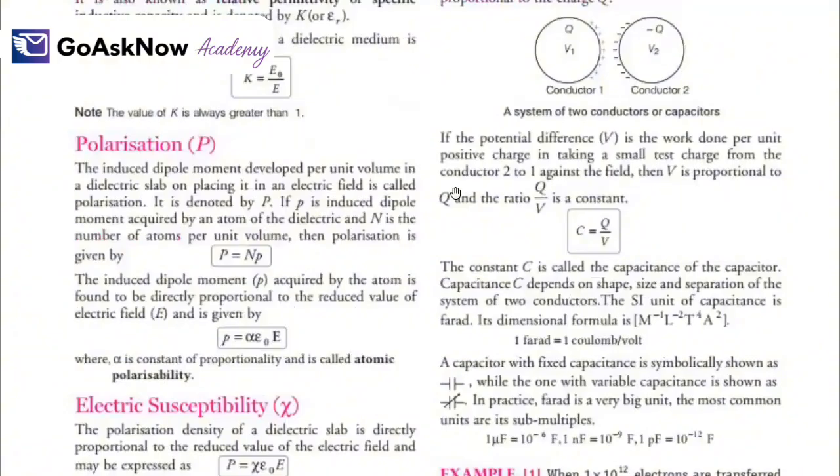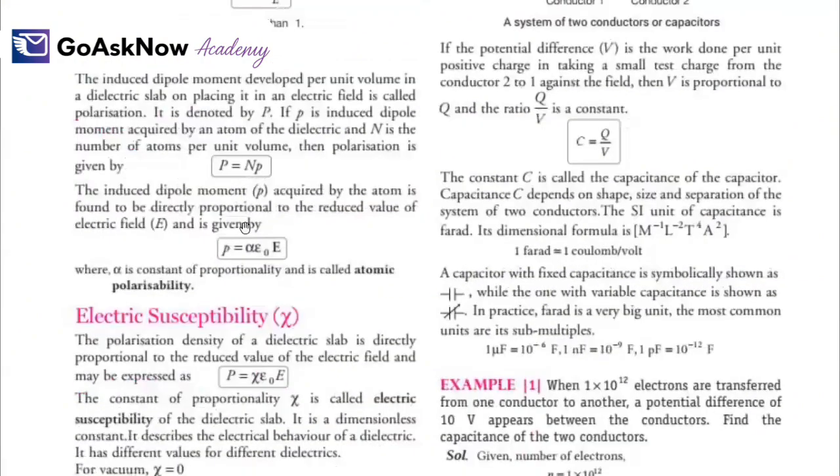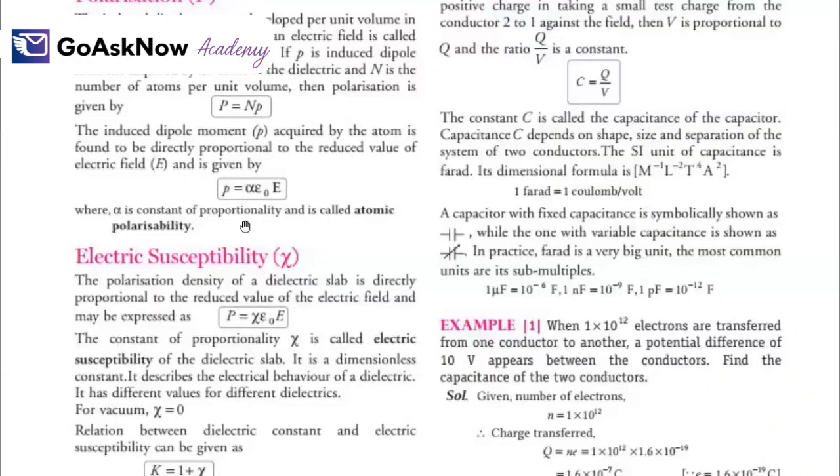Now we will see what is electric susceptibility. These terms will be used in magnetic materials also. The polarization density of a dielectric slab is directly proportional to the reduced value of the electric field and may be expressed as capital P is equal to xi times epsilon naught into E. You can see there is a similarity between the induced dipole moment and this polarization density of a dielectric slab.